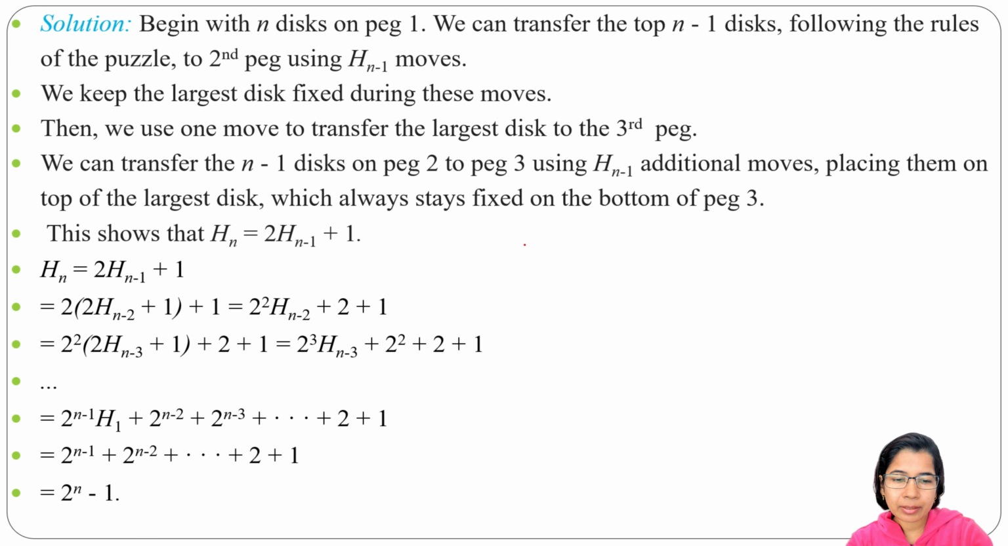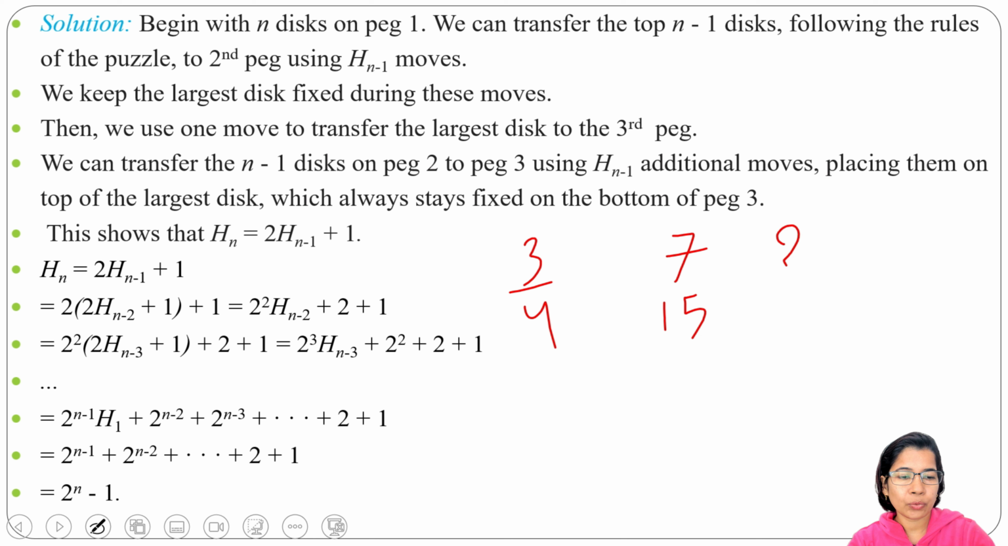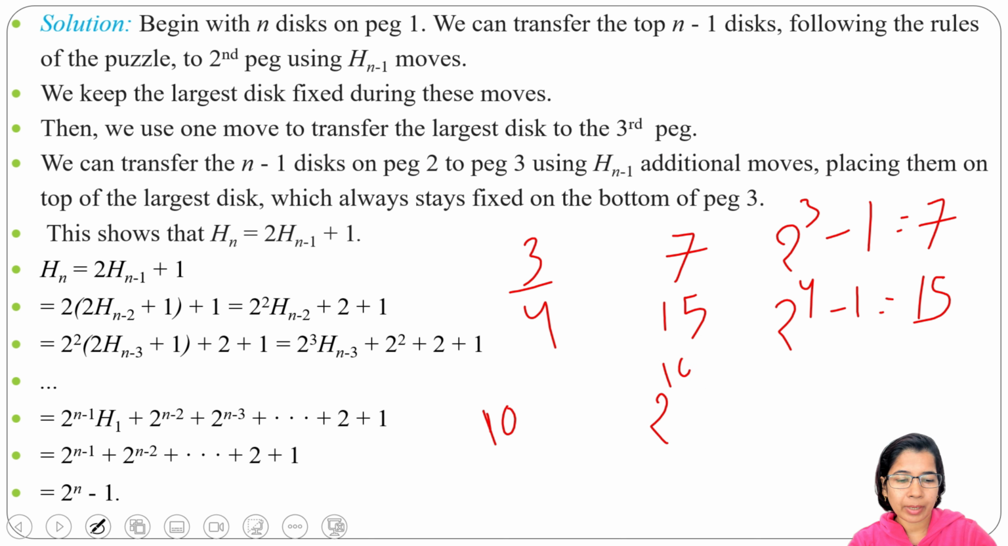I already discussed for 3, 7 moves. For 4, there are 15 moves. So for 3, 2 power 3 minus 1. 2 power 3 is 8. 8 minus 1 is 7, right? For 4, 2 power 4, 16 minus 1. It's 15 moves. Now for 10 discs, how many moves will there be? 2 power 10 minus 1. 2 power 10 is 1024 minus 1.